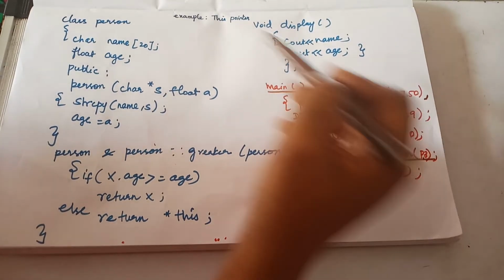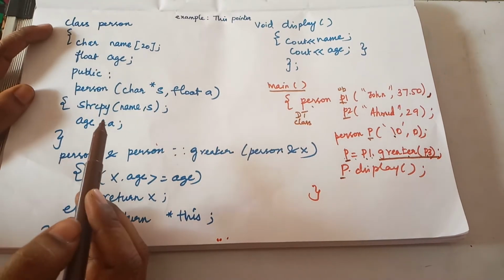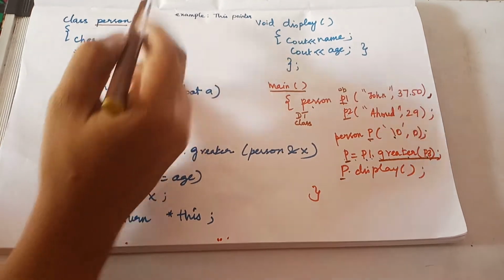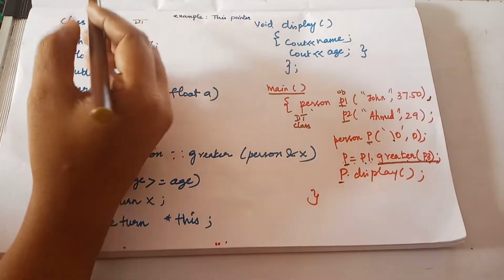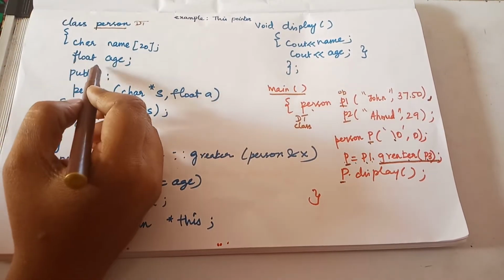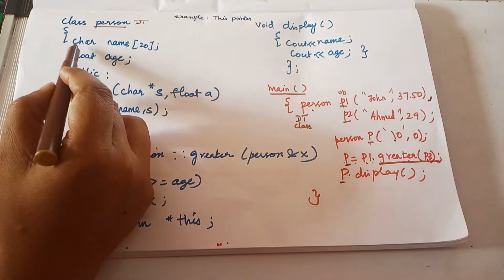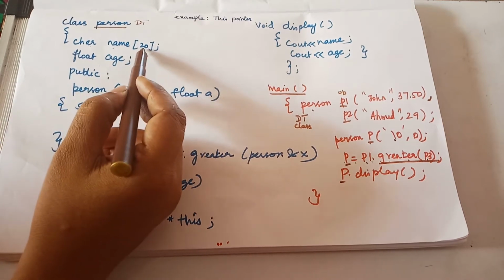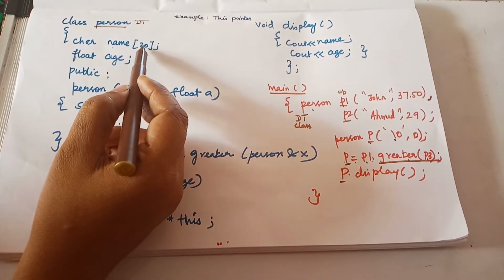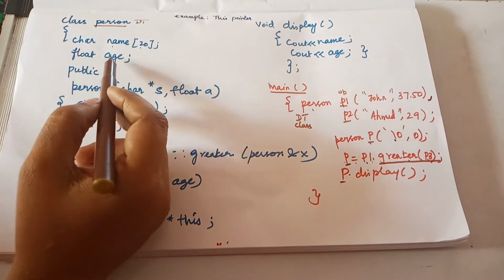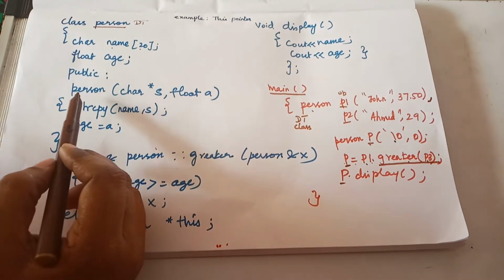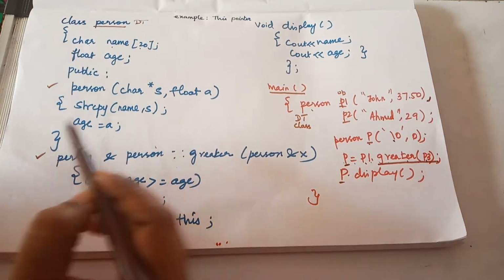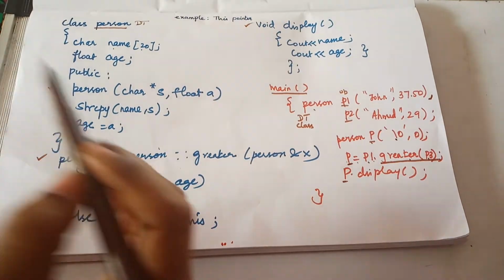Now I am going to the class definition. Now coming to the class definition, I am creating one user defined data type person. This is a data type, person. It consists of data members and member functions. So what are the data members? Character name of 20. So this is an array of characters, maximum size is 20. Float age. Then in public I am using the member functions. How many member functions am I using? 1, 2, 3. 3 member functions I am using.